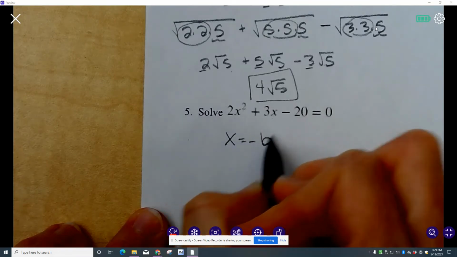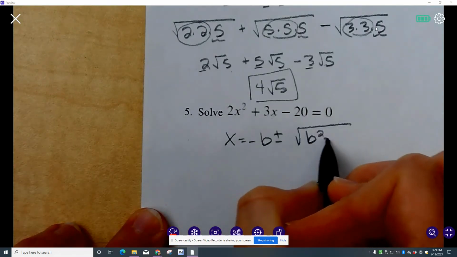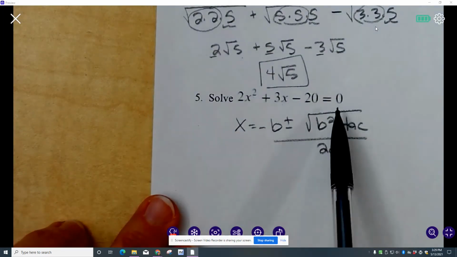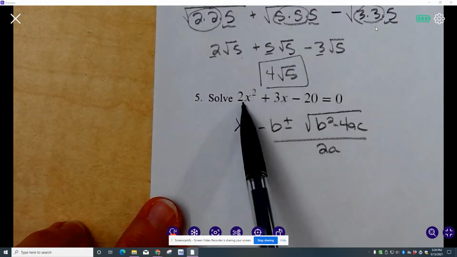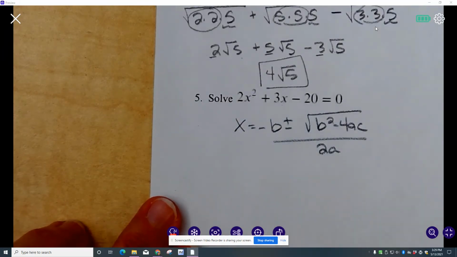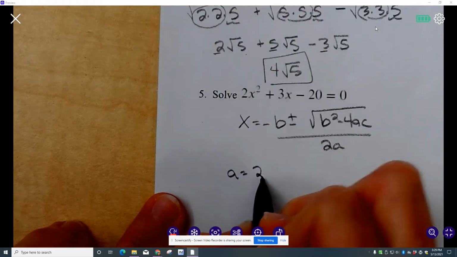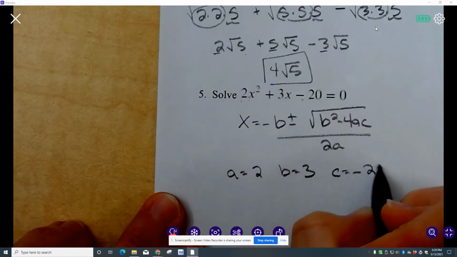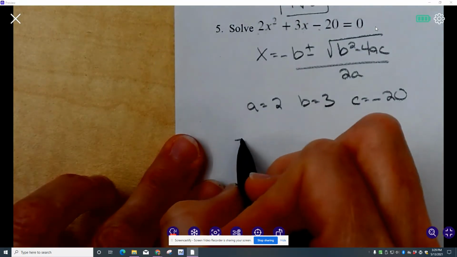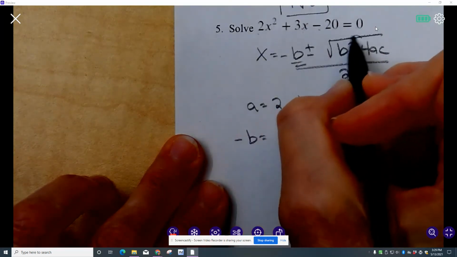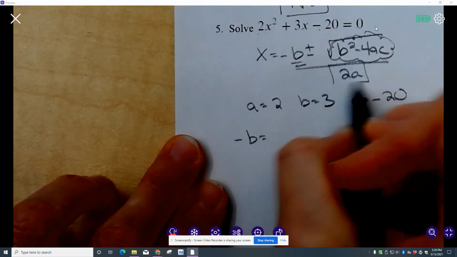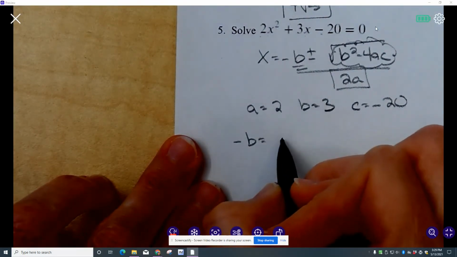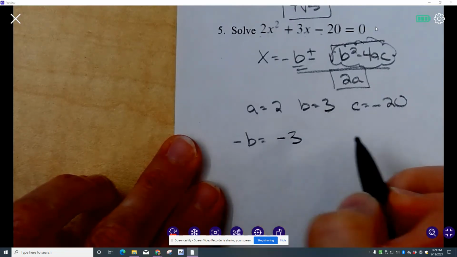X equals negative b plus or minus the square root of b squared minus 4ac all over 2a. First, am I in standard form? Yes, I am. Everything on one side of the equal sign, 0 on the other. So second, find a, b, and c. A is 2, b is 3, c is negative 20. Okay, opposite of b, remember we're going to find the parts separately and then plug in to the formula. So opposite of b, if b is 3, the opposite of 3 is negative 3.